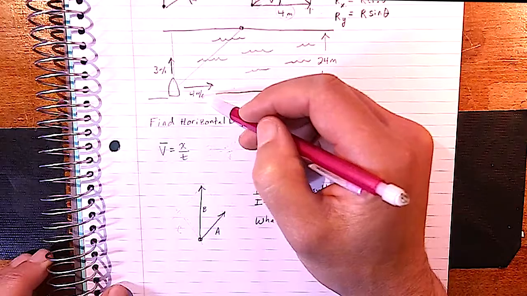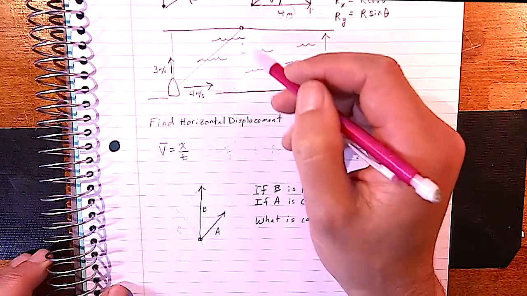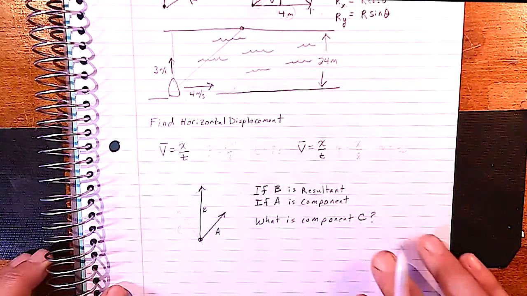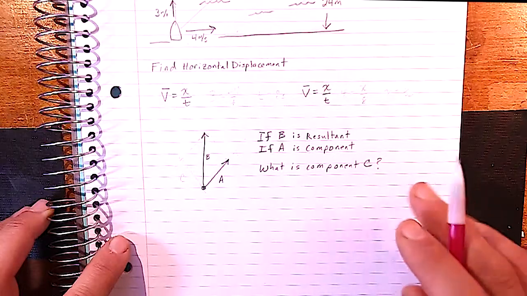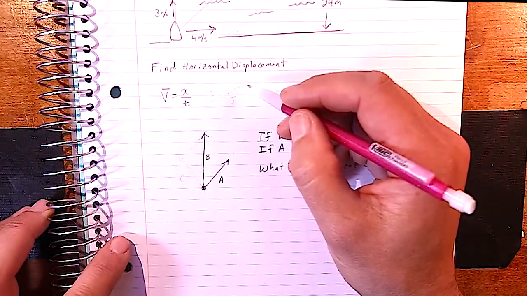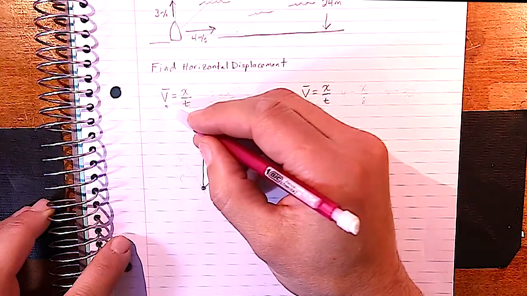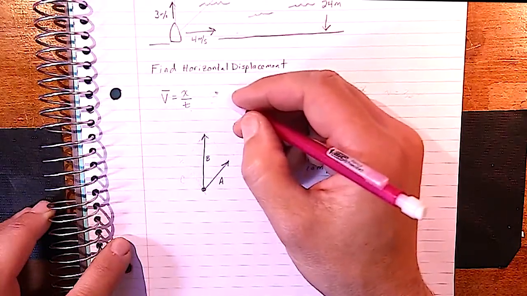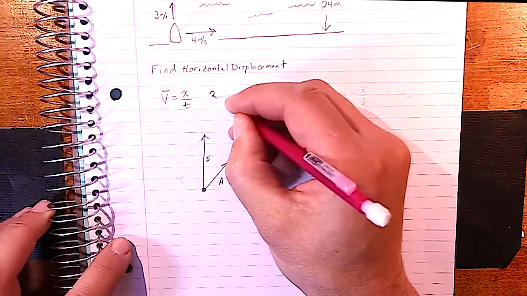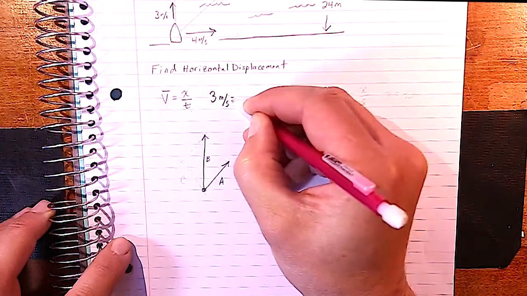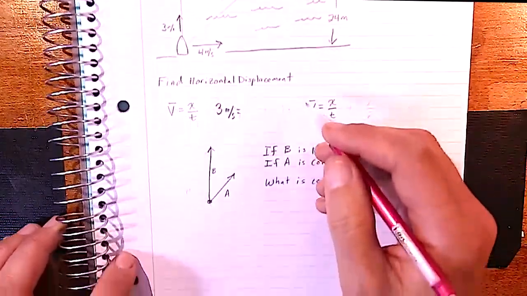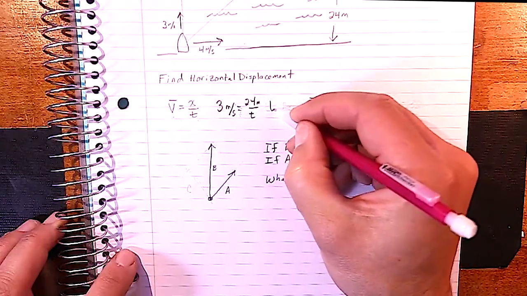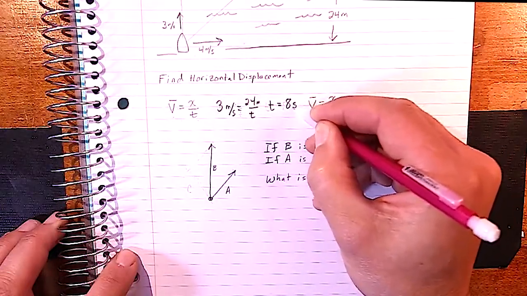Now, these are not displacements, so we can't just simply do a right angle vector diagram like we did before. So what we have to do is find out how long it takes for the boat to cross the river. So we can say that the average velocity is equal to the displacement over time. Well, how fast is it going? It's going 3 meters per second. And how far does it have to travel? It has to travel 24 meters. So what's the time it takes to travel? That's going to be 8 seconds.